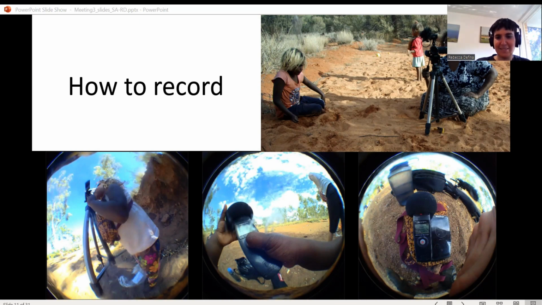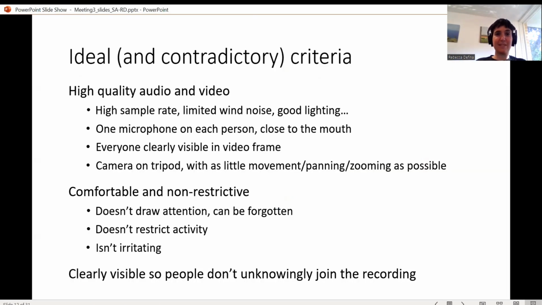So yes, the technical details of how to record. That's what I was going to talk about. I keep losing the focus on the slideshow so that it isn't progressing. There are a few ideal things that you're looking for in how to record, and actually they're contradictory.